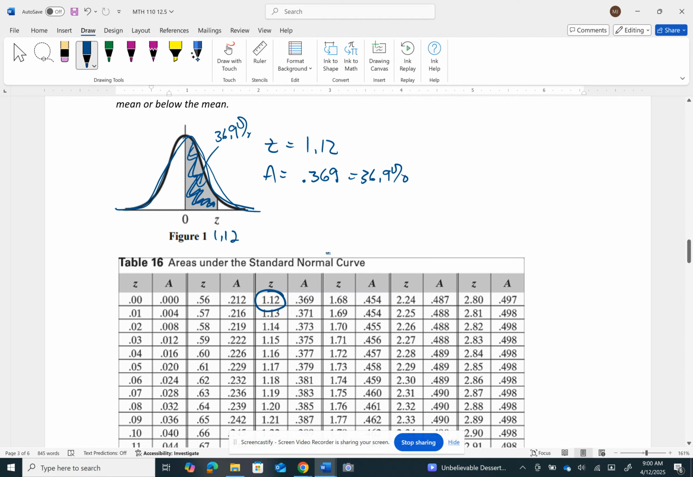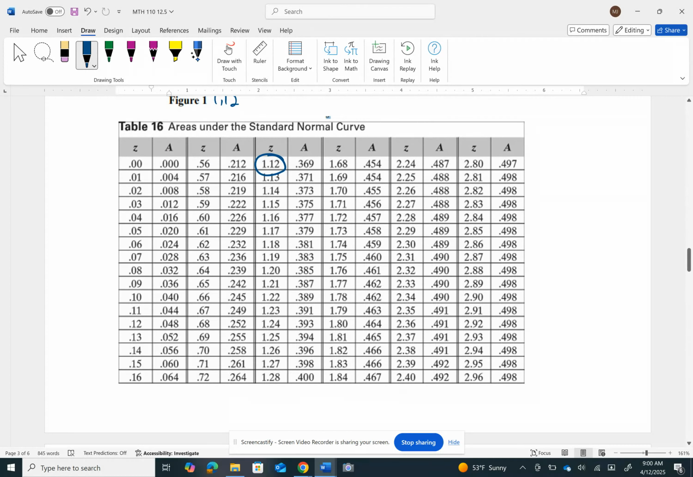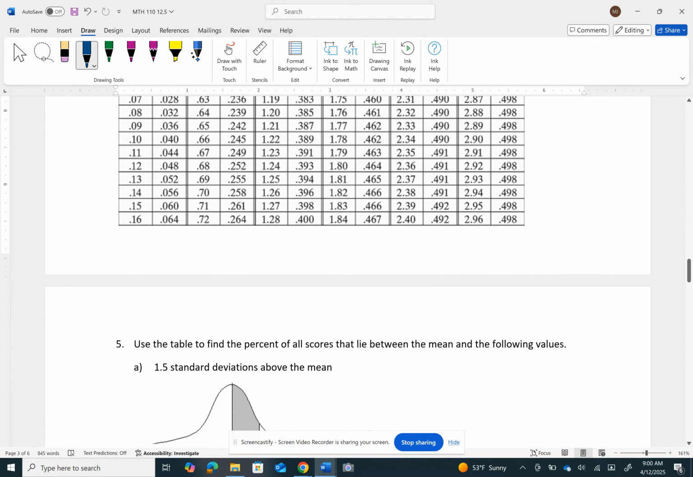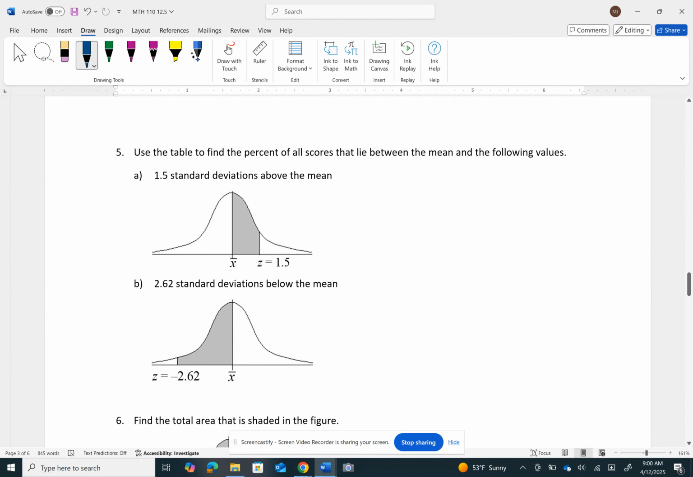So this value we get out of the table, this A, can stand for the area under the curve as a decimal. It can stand for the percentage of data values you would find in that region. Or you can think of it like the probability that a data value would be in that region. So let's go ahead and learn to make use of this. All right. So these problems right here, we're going to have to refer back to the table to get these A values.